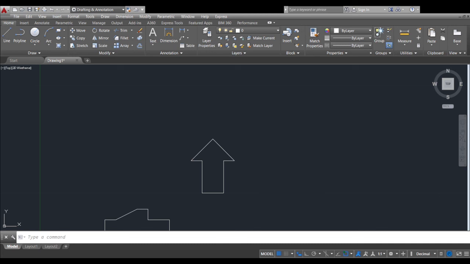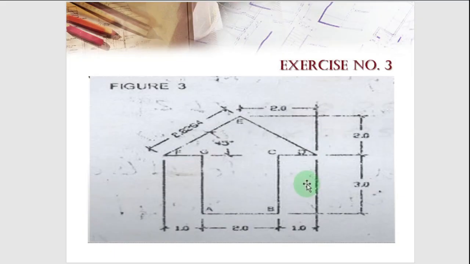So let's see if it looks the same. So it does look the same as our drawing. So it means we have the right coordinates.